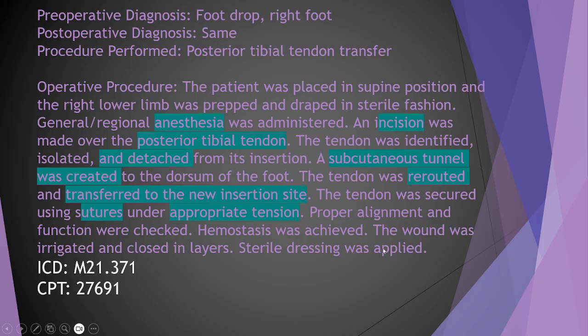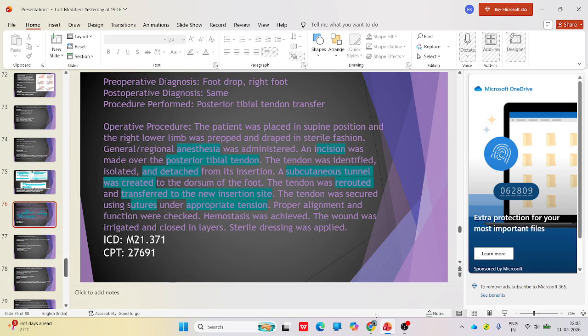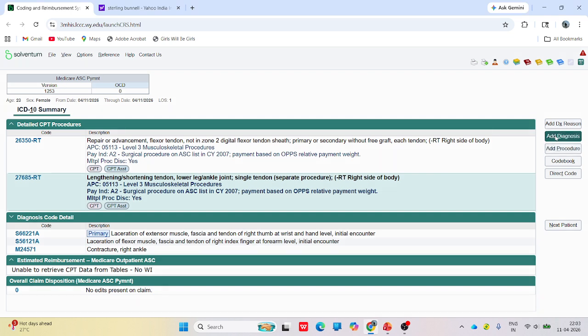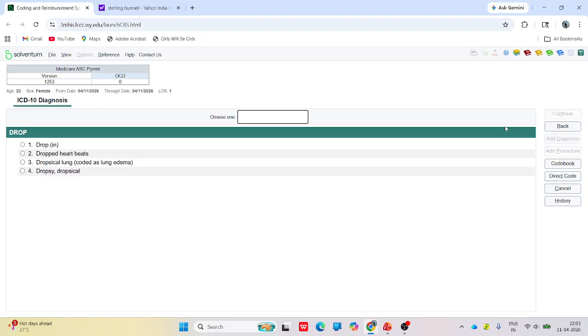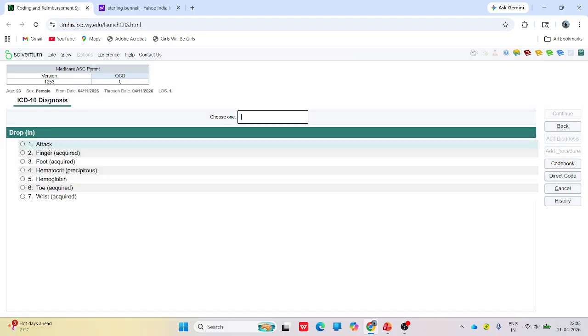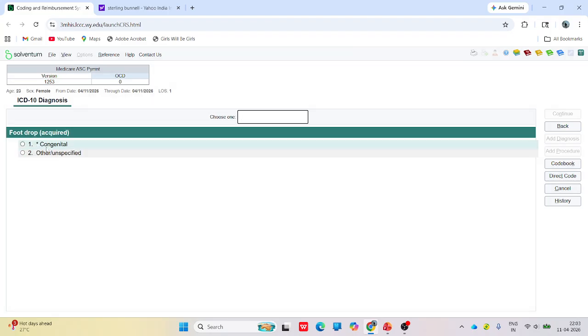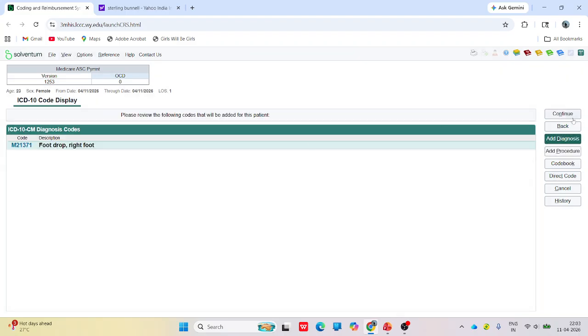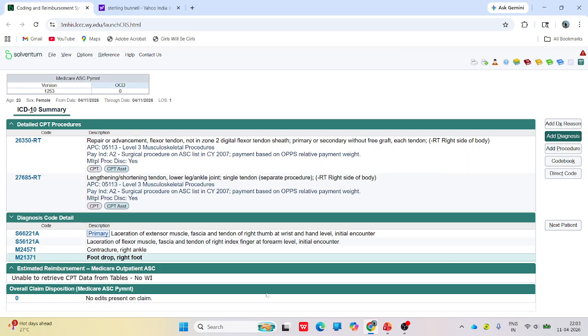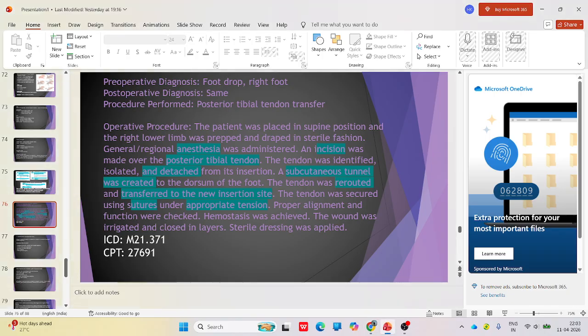Now we'll navigate the diagnosis. So foot drop. We'll simply check the ICD for foot drop, drop in the foot, other specified, right foot, not elsewhere classified. So M21.371. Okay, M21.371.